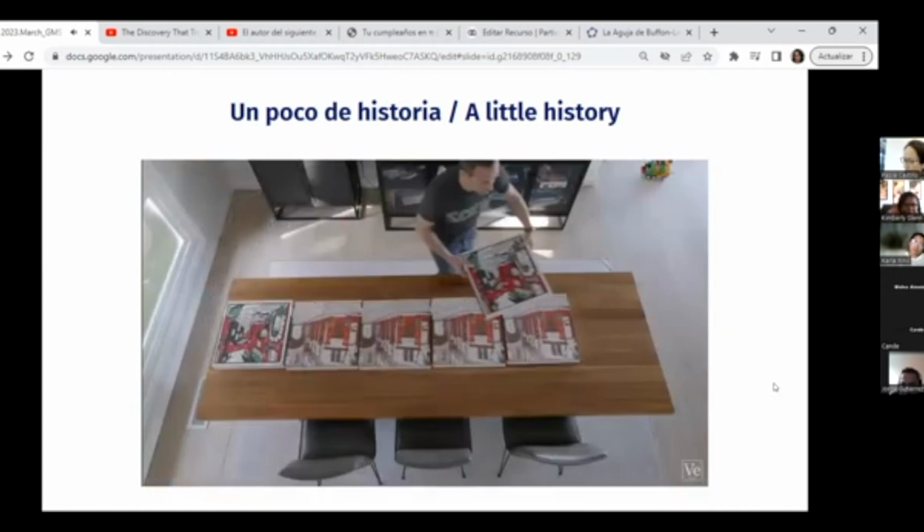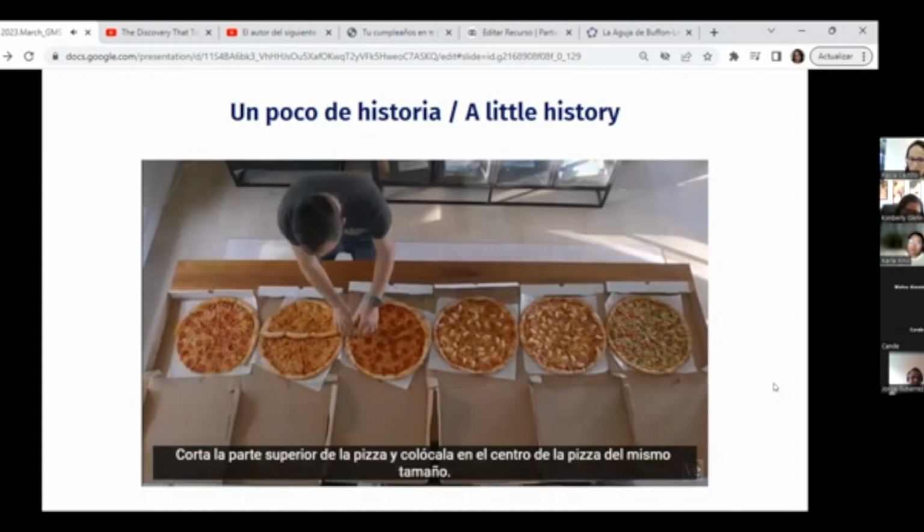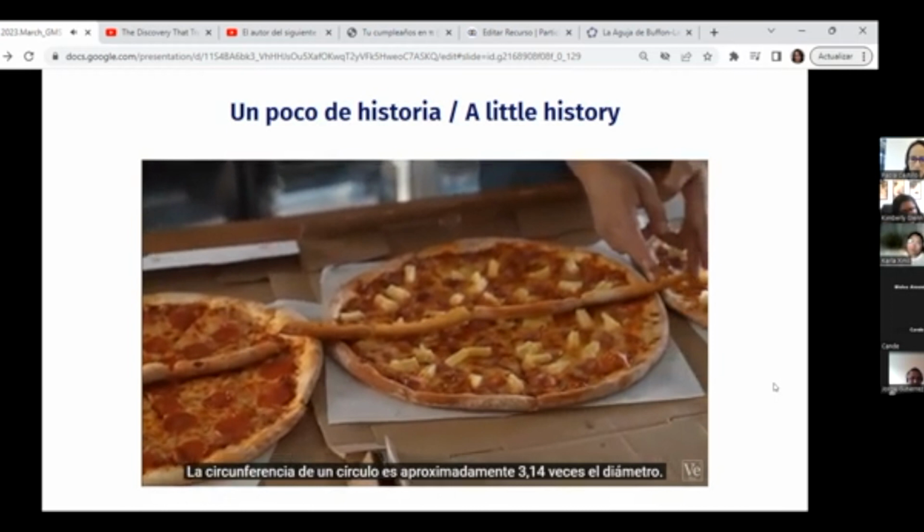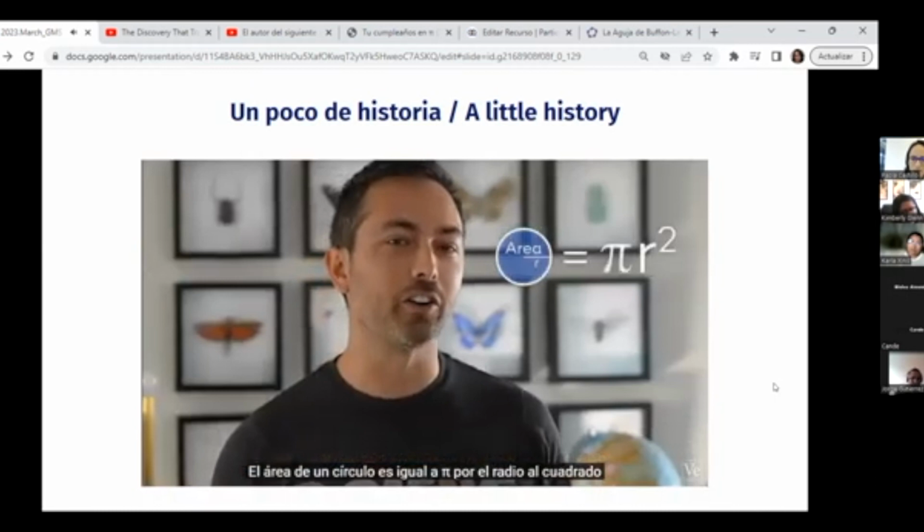Cut the crust off a pizza and lay it across identical pizzas, and you'll find that it goes across 3 and a bit pizzas. This is pi. The circumference of a circle is roughly 3.14 times its diameter. But pi is also related to a circle's area. Area is just pi r squared. But why is it pi r squared?